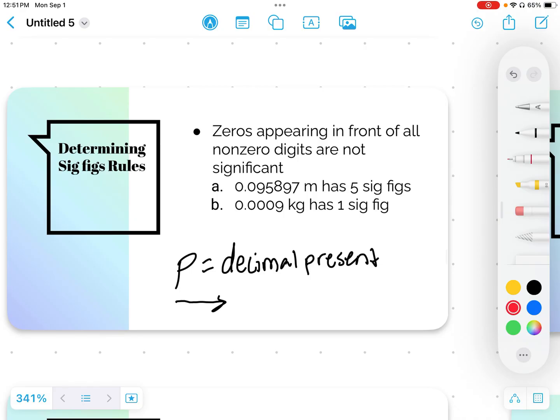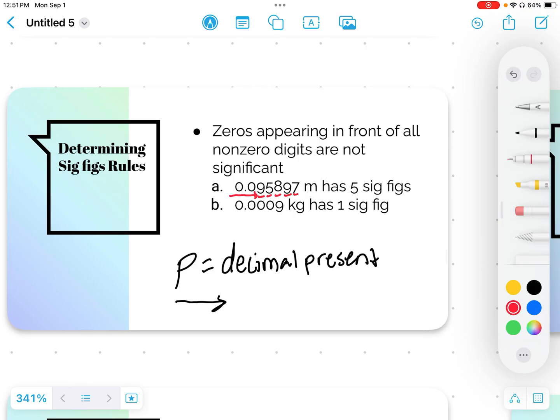is significant. So if we're looking here at A, we have 0.0. Well, I haven't hit a number yet, so I'm going to keep swimming inwards until I hit a number. From there, I hit 9. So there's 1, 2, 3, 4, 5. So it has 5 significant figures. Again, I came in from the Pacific side because there's a decimal present. I swim in until I hit a number, so I hit 9. From there on are all significant figures.